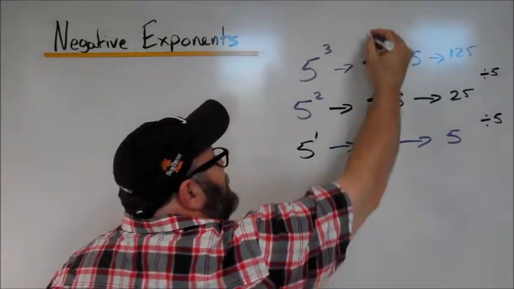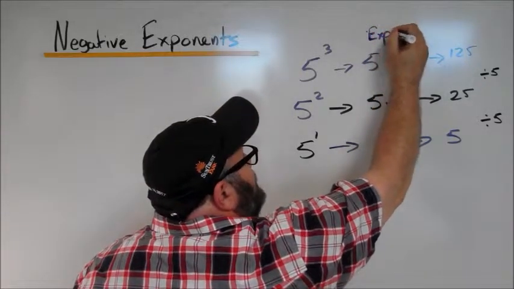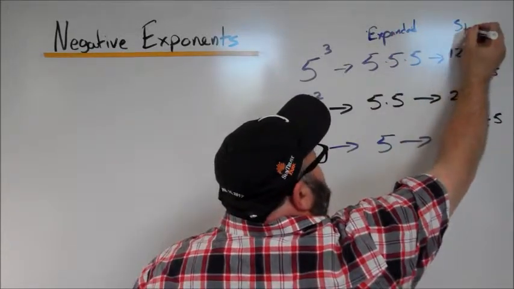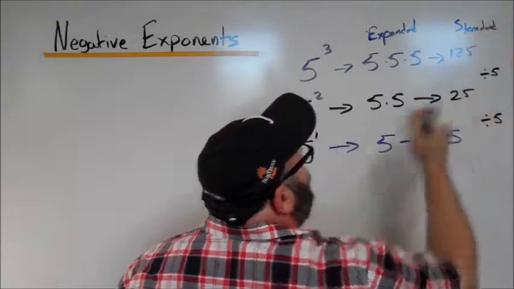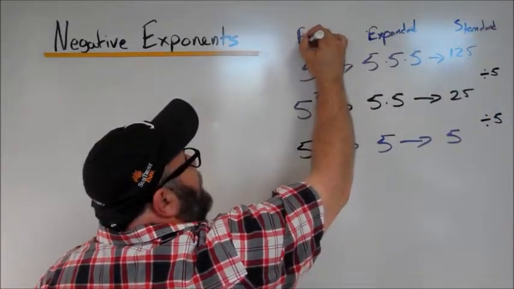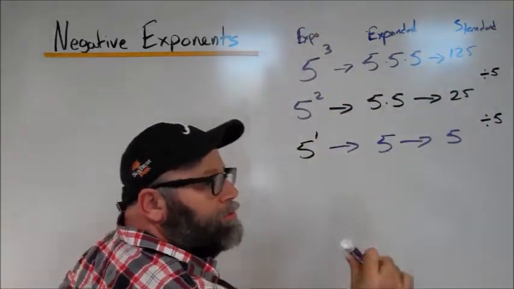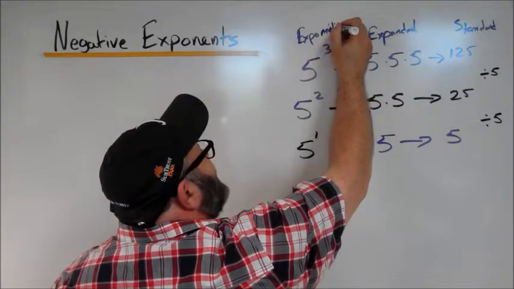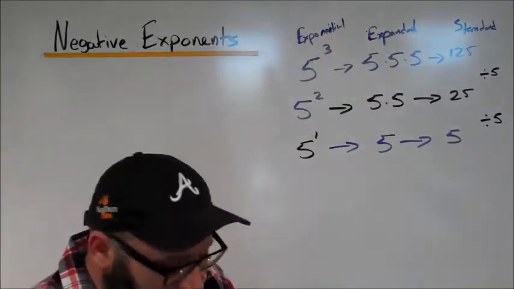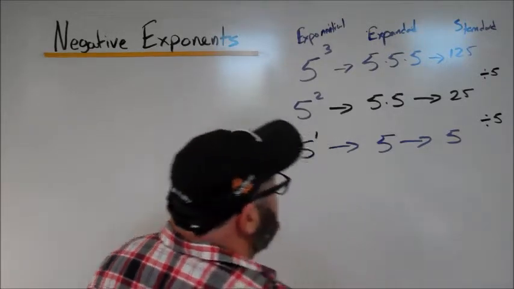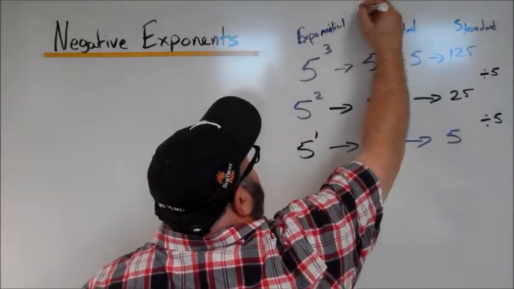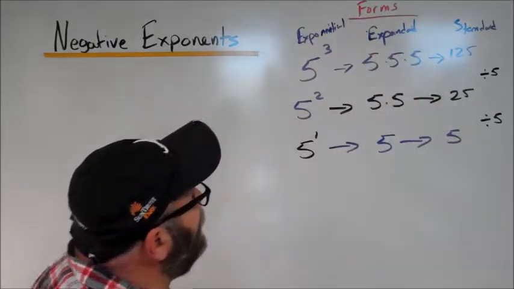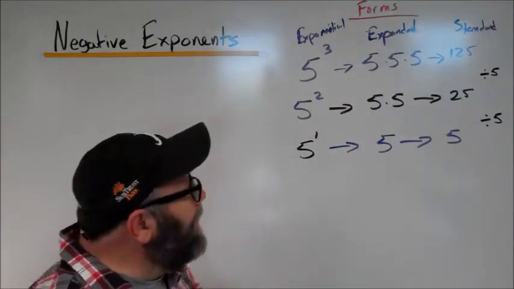Let's just make note here. So let's say this is expanded form. This is standard form. And this is exponential form. And then let's write across the top forms, just because I'm feeling it. Forms. Hope that's even in the frame. All right, so now we're here.